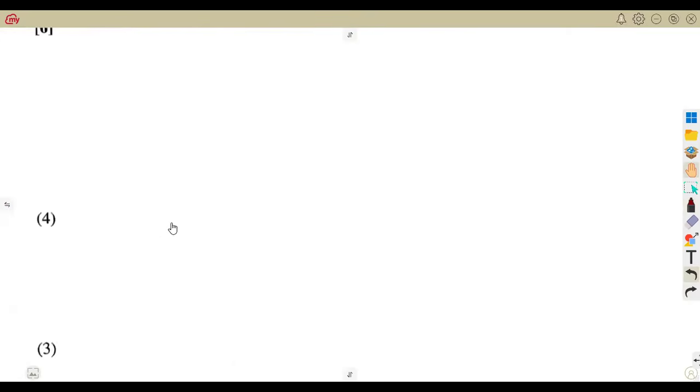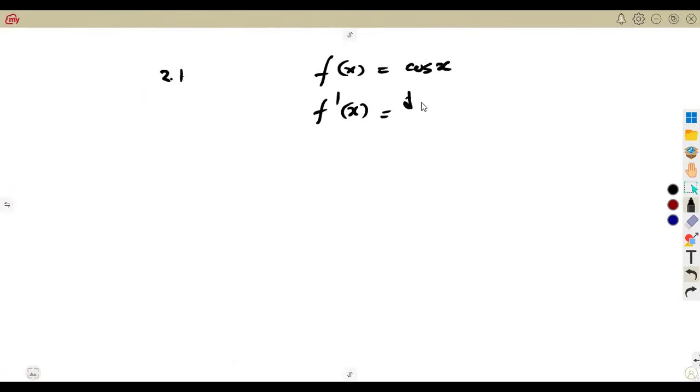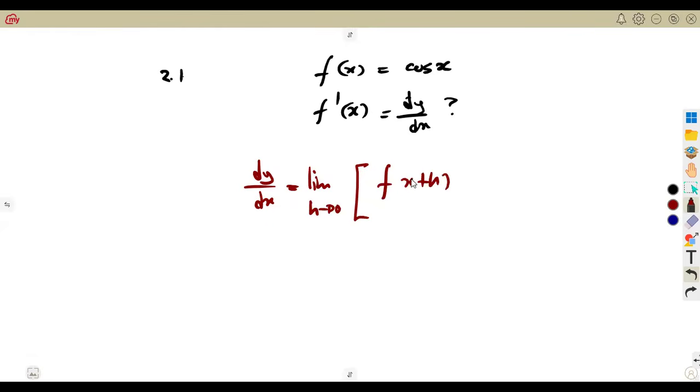All right, so let's save our question aside. That is 2.1. Our f of x was given as the cosine of x, and you're supposed to find the derivative, which is our dy dx. So what are you going to do? Remember, the derivative of y with respect to x using the first principles method is the limit as h is approaching 0 of f of x plus h minus f of x, everything over h. This is what we are supposed to have.